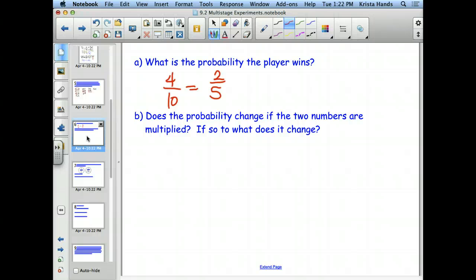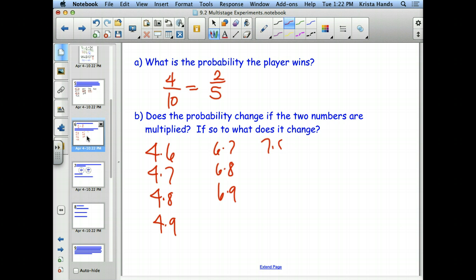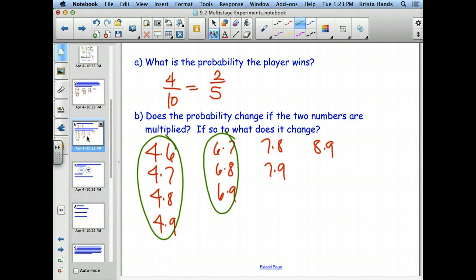So same as I did before, but I've got multiplication now. So I have 4 times 6, 4 times 7, 4 times 8, and 4 times 9. I have 6 times 7, 6 times 8, and 6 times 9. 7 times 8, 7 times 9, and 8 times 9. You should not need to multiply these out to answer which ones are even. Anything that has a factor that's even in there will be an even product. So all of these are even. All of these are even. What else?